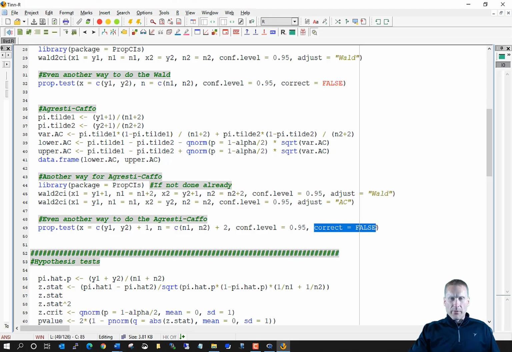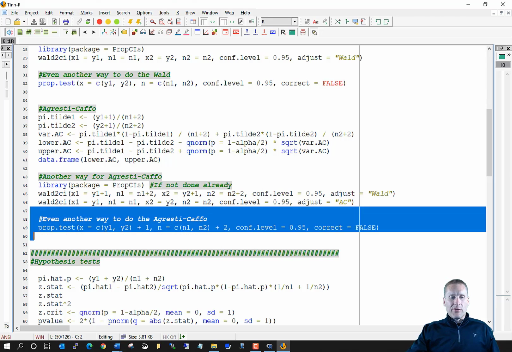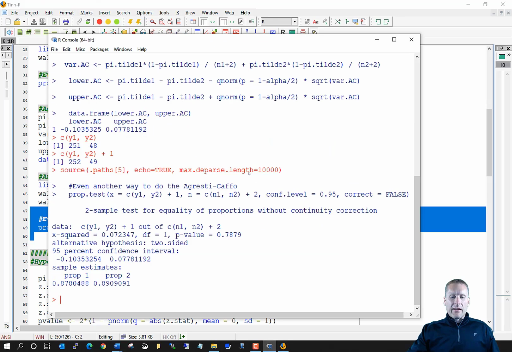The default is true. What this correct part does is make some further adjustments, which we don't want. I wish R wouldn't do it, but it is the default, so I want to say don't do it. And our interval is exactly what we had before. There's some other information in the output that we will get to.